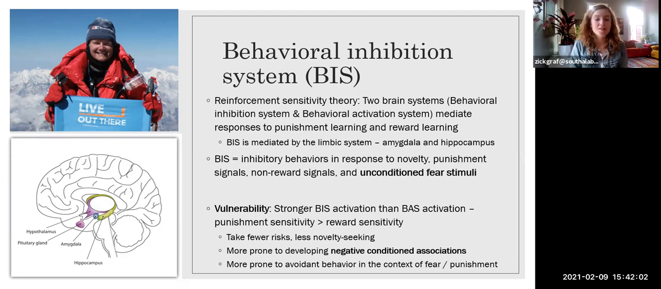The behavioral inhibition system is especially relevant to anxiety. It is mostly located in the limbic system, the amygdala and hippocampus. So the behavioral activation system also is strongly mediated by the hippocampus. In terms of unconditioned responses and unlearned behaviors, the behavioral inhibition system governs neophobic behaviors, so organisms being sensitive to novelty, not seeking out novelty, being inhibited in response to novelty.